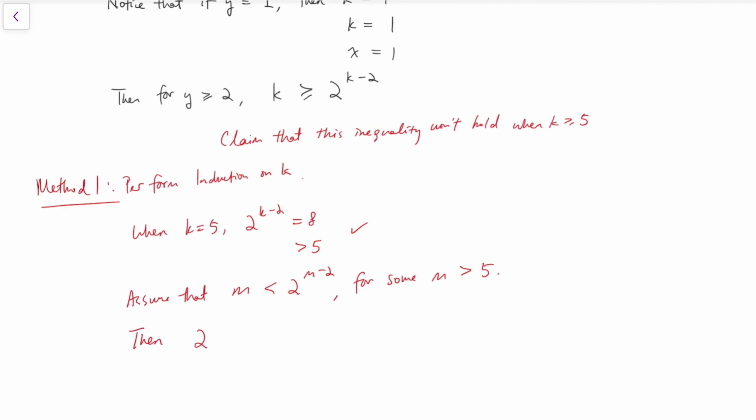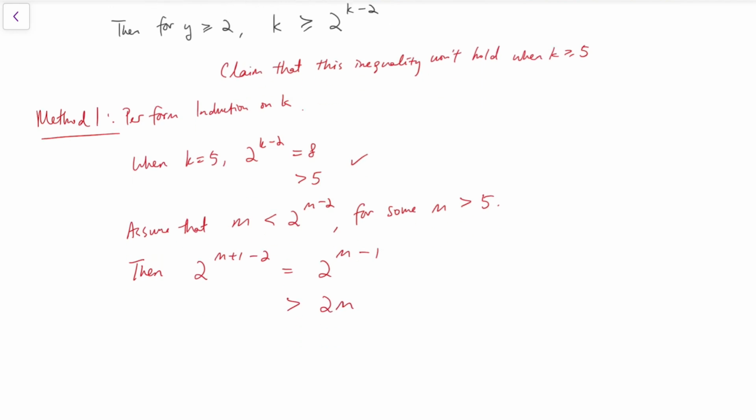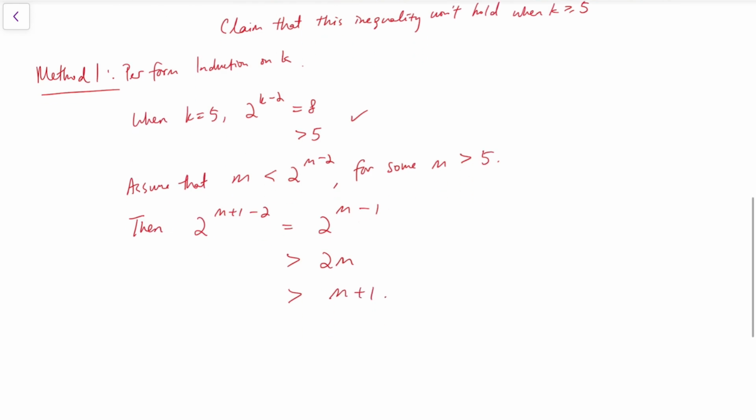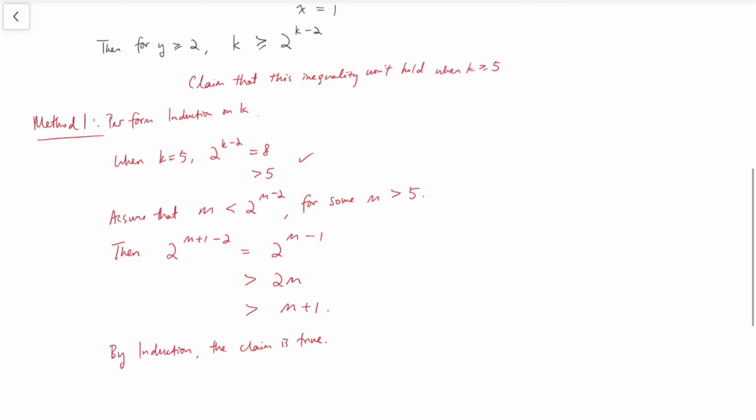then 2 to the power m plus 1 minus 2, I can write that as 2 to the power m minus 1, and that is just double of 2 to the power m minus 2, so it's larger than 2m, and of course this is larger than m plus 1. So I can quickly say that by induction, the claim is true. That's the first method to show this.